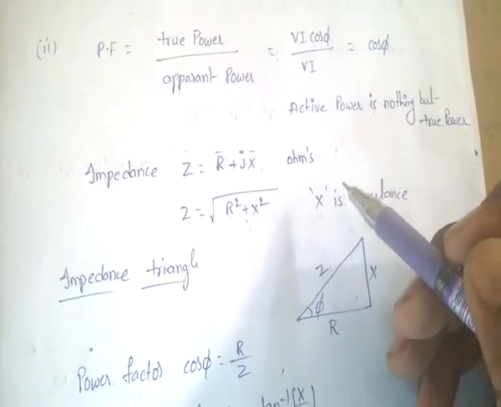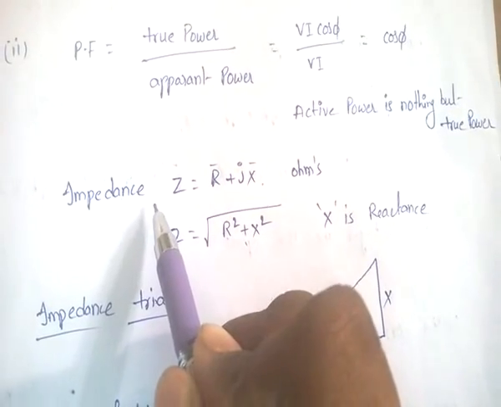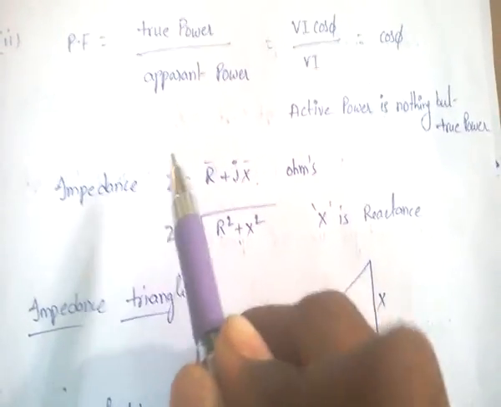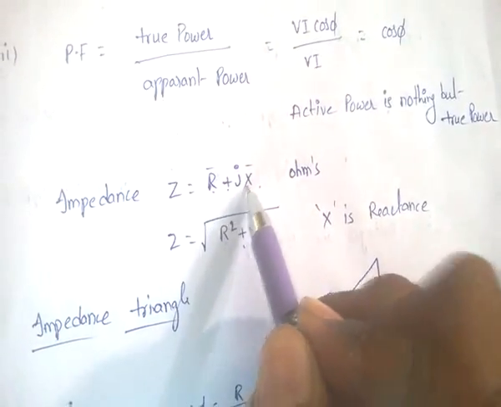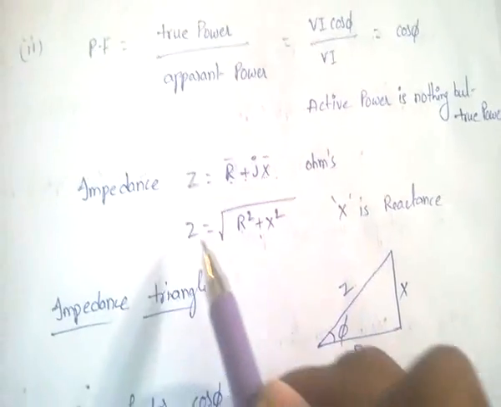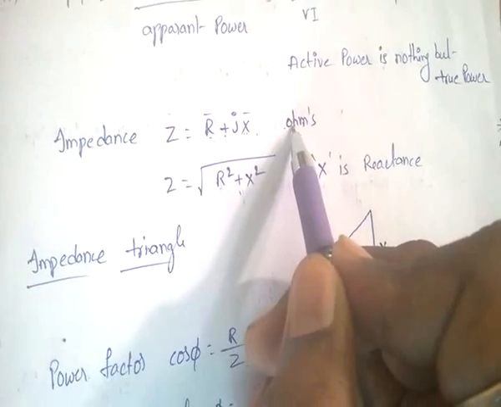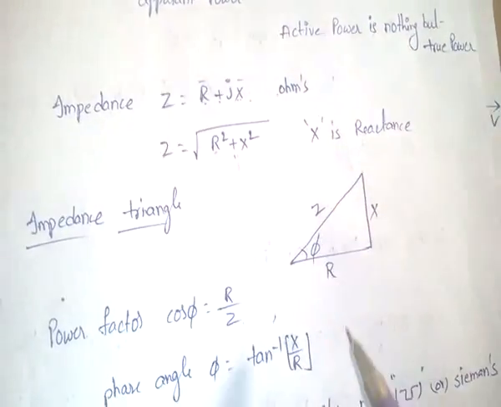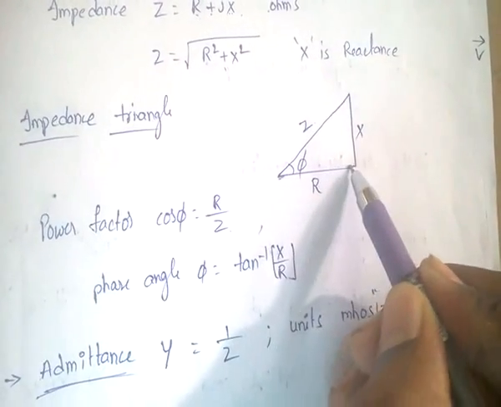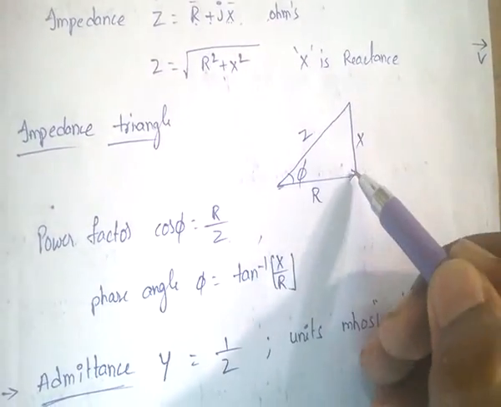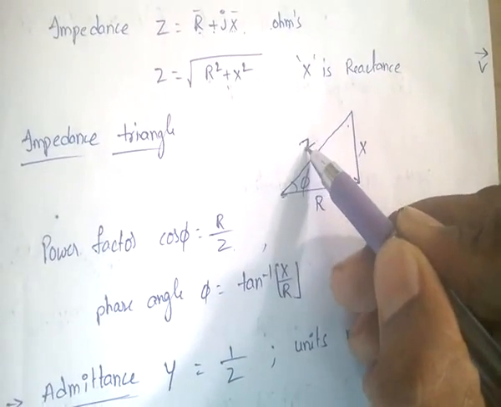Next, we have to know what is impedance. In a DC circuit there is only resistance, but in AC there is impedance, that means resistance plus reactance. That is Z equal to root of R square plus X square. The unit of impedance is ohms. Here X means reactance. In the impedance triangle, this is the R vector, and the X vector is 90 degrees to the R vector. The resultant is the Z vector, that is the impedance vector.